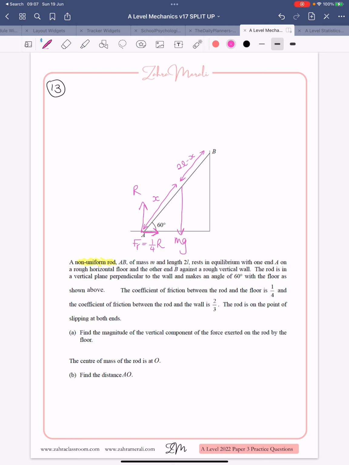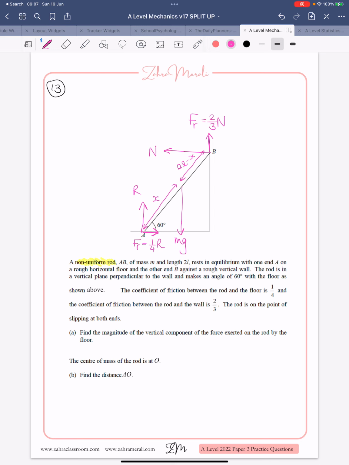And then we go to the top, and at the wall, we've got another reaction. I'm going to call that N. And I've got friction as well. So this is the friction at the wall, which is going to be 2/3 N. I use different letters. You might use RA and RB, but that way I just don't confuse myself. Easily confused, clearly.